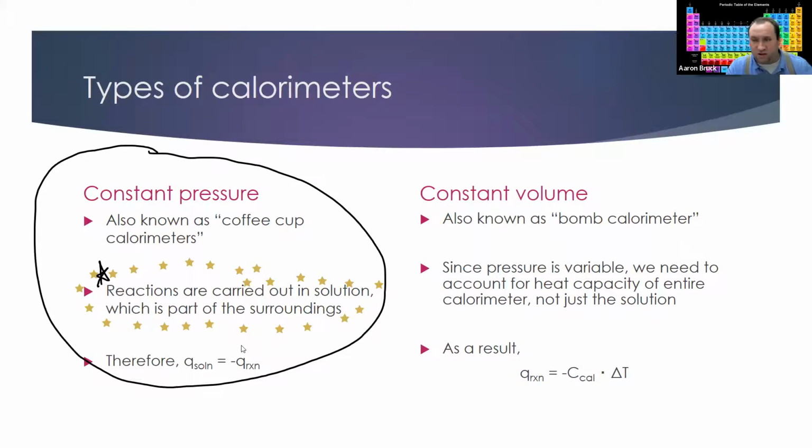And if the temperature of the solution goes down, that means it's an endothermic process. So for coffee cup calorimeters, it's kind of different. Now, there is another type of calorimeter here known as constant volume or bomb calorimeter. That's not something that we're going to concern ourselves with here in this class.